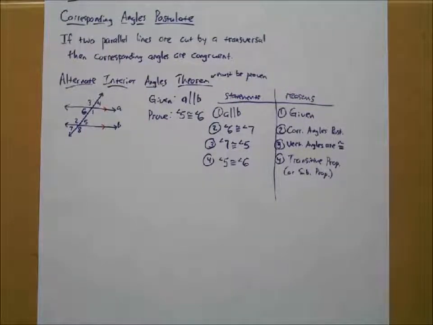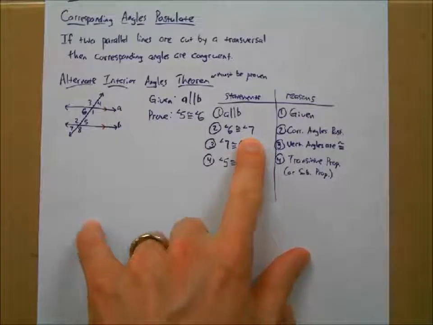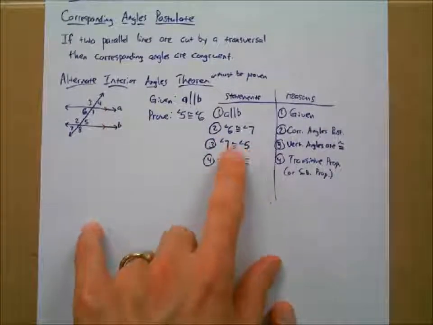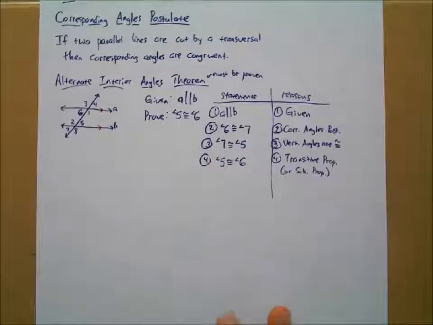We established that 6 and 7 were congruent. We established that 7 and 5 were congruent. Since 6 is congruent to 7 and 5 is congruent to 7, then that means angle 5 and angle 6 must be congruent. Voila. We've proven that alternate interior angles will always be congruent. Okay? Questions on any of that?